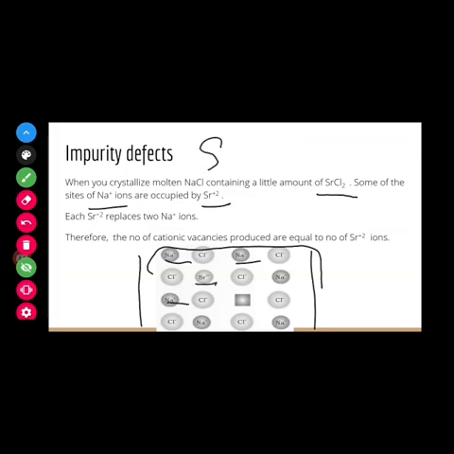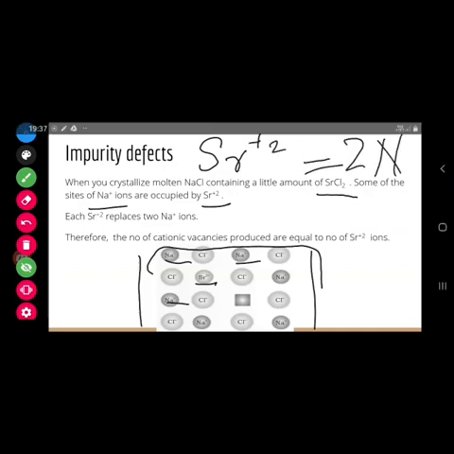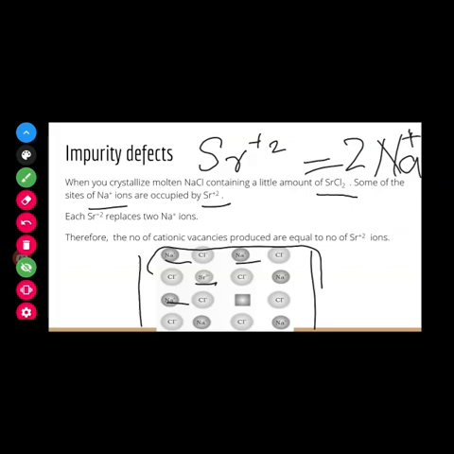One Sr2+ ion is equal to 2 Na+ ions. This is based on charge. So each Sr2+ can replace 2 Na+ ions, and when it does, it sits in place of one Na+ ion, leaving one place of Na+ ion vacant. If you see in this crystal, there is one Sr2+ ion and one vacant site. So this Sr2+ has replaced 2 Na+ ions.